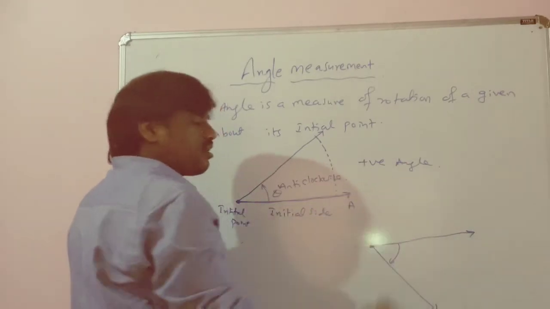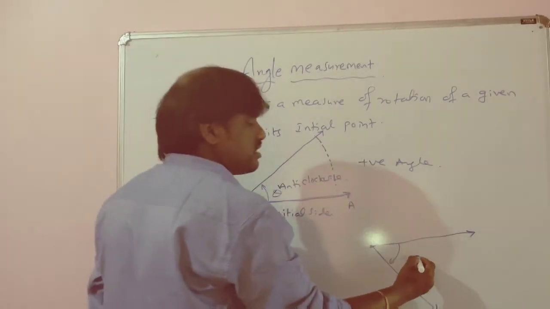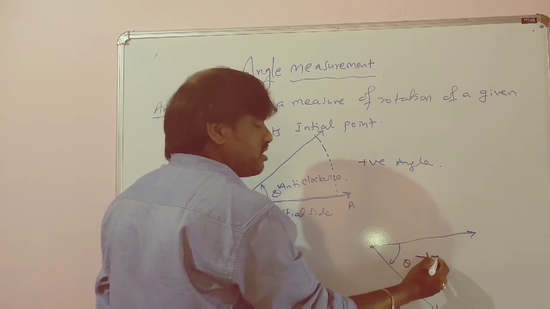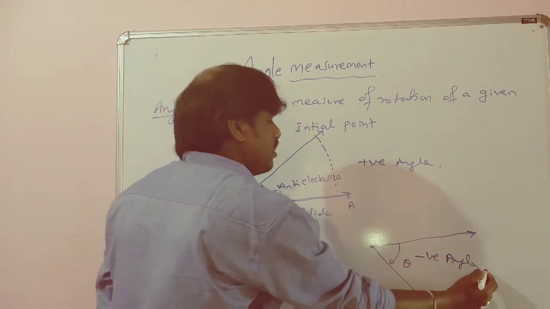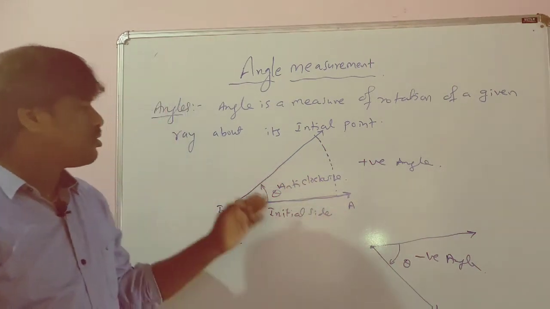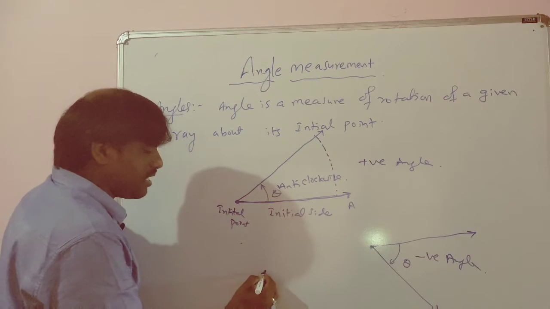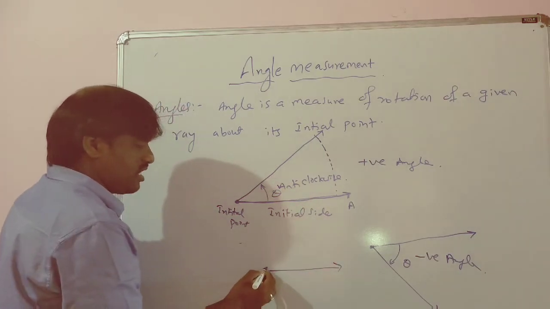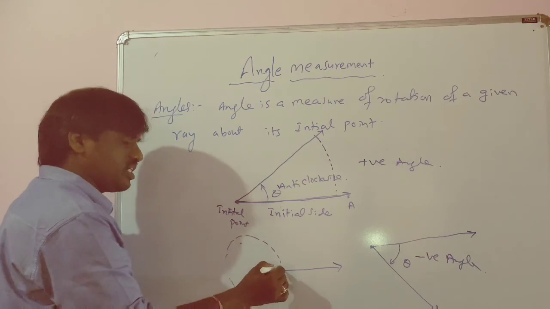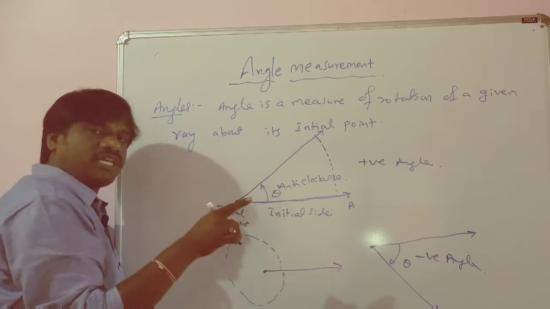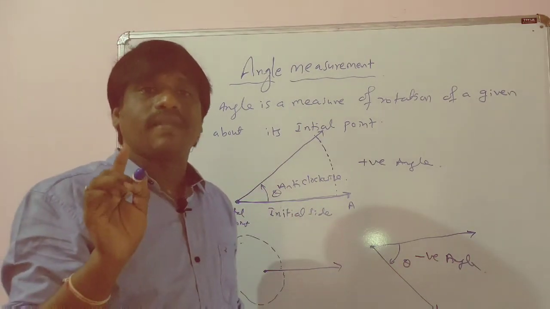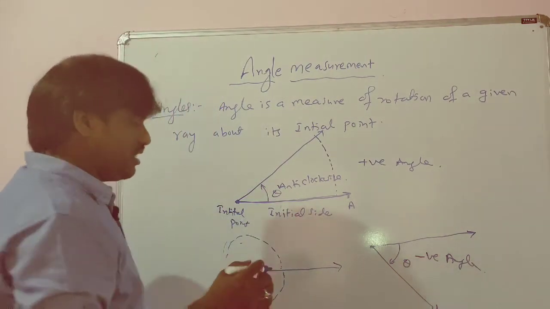So when it is in the anti-clockwise direction, then the angle is negative. Theta is a negative angle. This forms a negative angle. So we are talking about angles and measurements here. This rotation can be like this. If this rotation is moved on and completes one rotation, this one complete rotation is called a complete angle, that is 360 degrees.